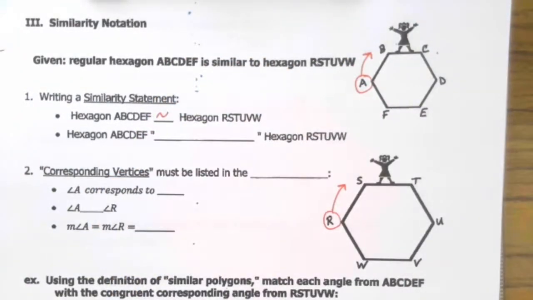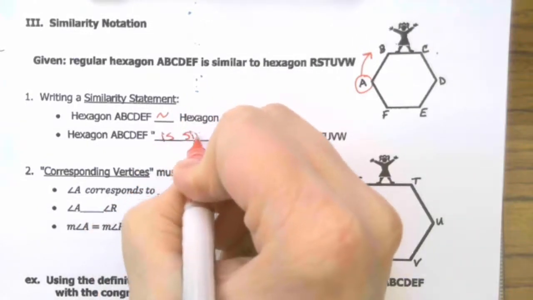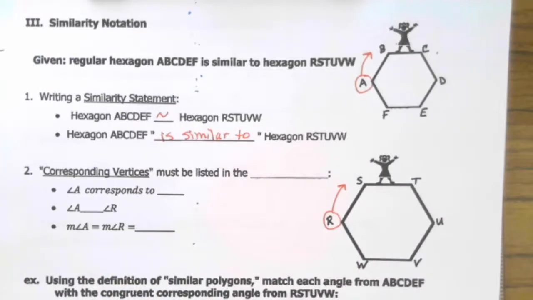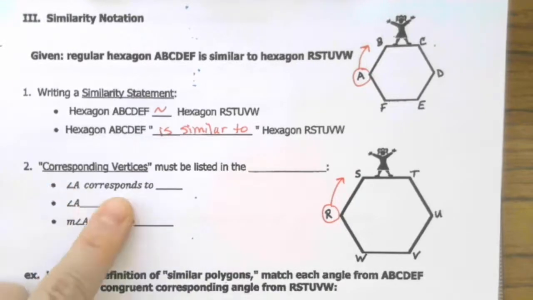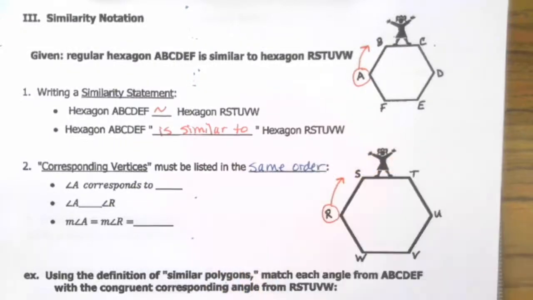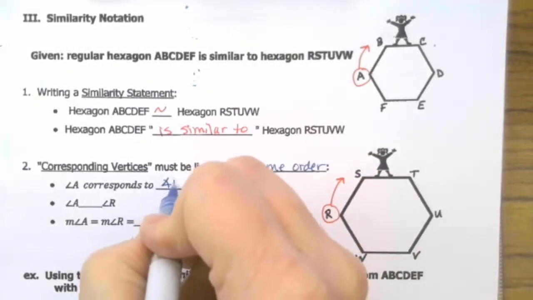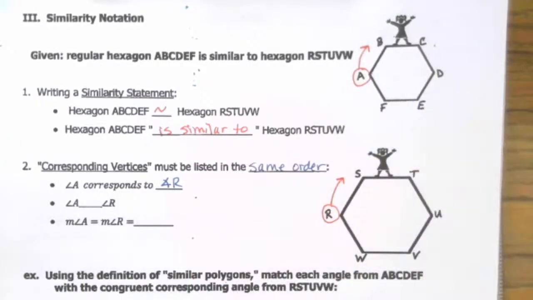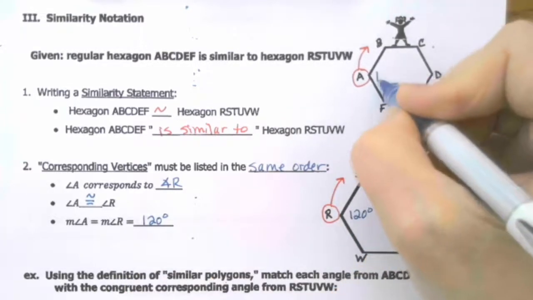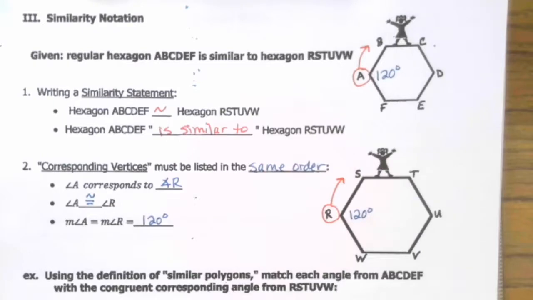Hexagon ABCDEF, we say is similar to, that's how you interpret that, is similar to hexagon RSTUVW. Okay, in a similarity statement, corresponding vertices must be listed in the same order. So angle A corresponds to angle R in these two drawings, which means angle A is congruent to R, which means their measurements are the same. In fact, they are both 120 degrees. So matching vertices have the same measure.